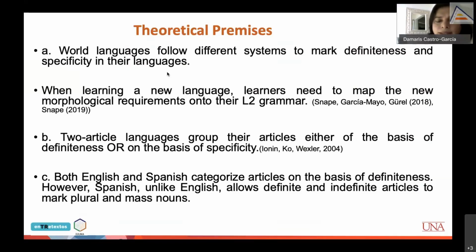And because we categorize the articles in that same way, we usually find that for Spanish speakers of English, it's relatively easy for us to mark definiteness. However, when we analyze the use of articles in even advanced learners, we still find problems. And the main difference between Spanish and English is that while English doesn't allow this, Spanish allows definite and indefinite markers to mark plural nouns and mass nouns. So we would expect that to be the main difficulty for Spanish learners who are learning English.